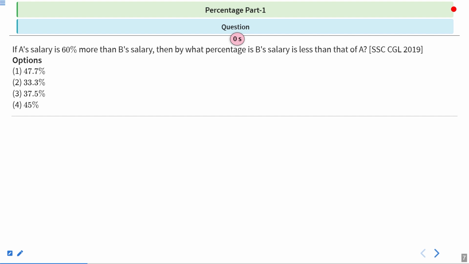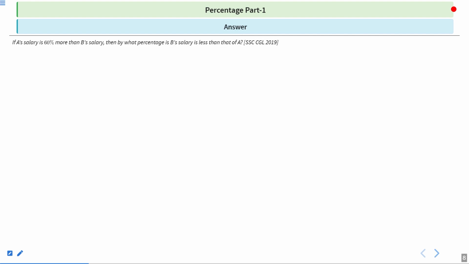Now time's up. Let's see the solution of this question. The question says that A's salary is 60% more than B's salary. So we can let it be that if B gets 100 rupees, A will get 160 rupees. Now the question is, by what percent is B's salary less than that of A? The correct answer of this question is 3, which is 37.5%. Now see the detailed solution.